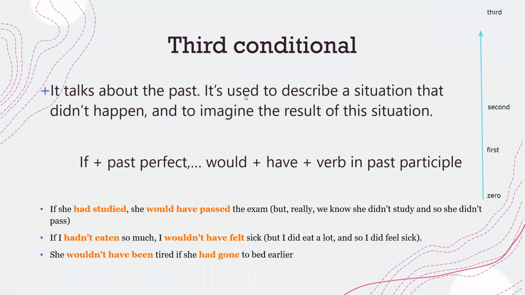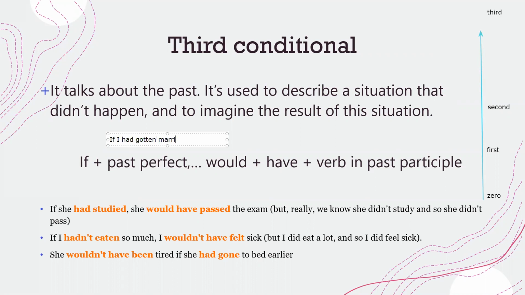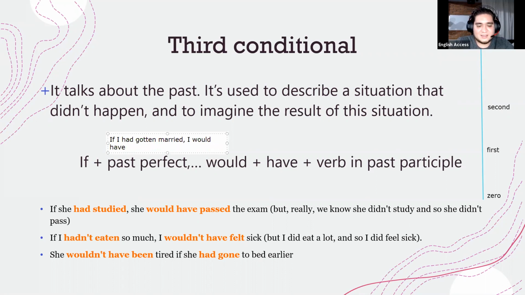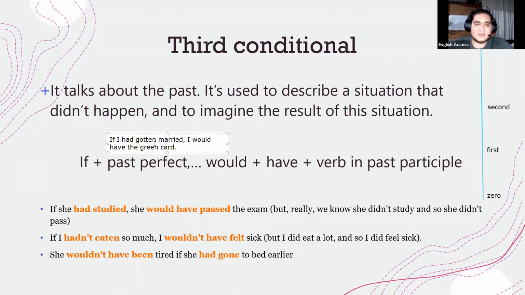I was thinking that if I had got married, I would have the green card. All right. But is that a third conditional? Let's see. If I had gotten married in the USA, I would have the green card.